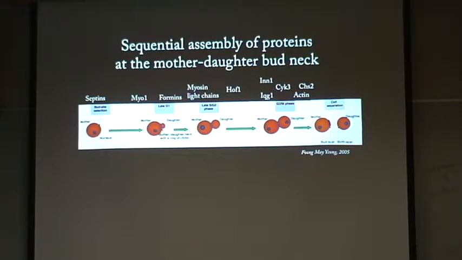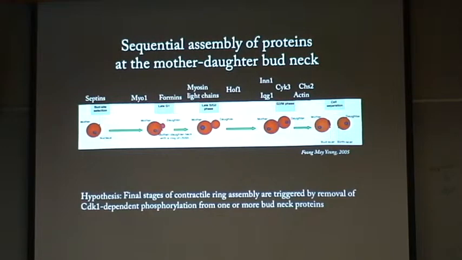And so for various reasons based on lots of previous research in generally how the cell cycle is regulated and other types of interactions between these proteins and dependencies, we formed a hypothesis. And the hypothesis is that the final stages of the assembly of this ring are in some way regulated by phosphorylation of these proteins, specifically by the removal of phosphates from some proteins.